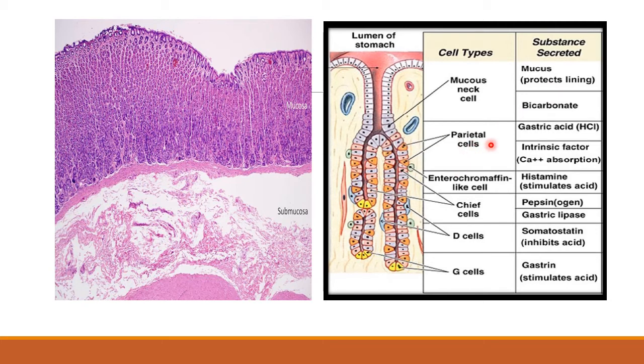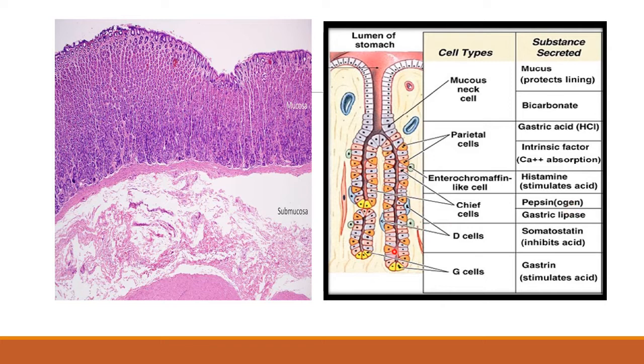that secretes the gastric acid that is needed for the digestion of the foods, and intrinsic factor that is important for the calcium absorption. Then these are the enterochromaffin-like cells, that are endocrine cells, that also secrete histamine and also stimulate the acid secretion. Then chief cells, these are the chief cells that secrete pepsin and gastric lipases. These are the enzymes that are needed for the digestion of the foods.